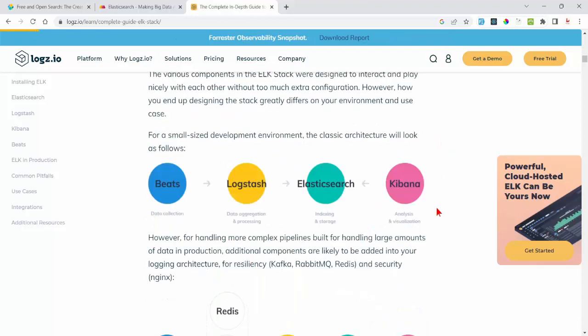So here is one of the best diagrams they have put here. Beats is for data collection, which we won't be discussing now. We start off with Logstash, which is data aggregation and processing. Then it is pushed into Elasticsearch, which is indexing and storage. Elasticsearch has its own data storage capabilities, and then once the indexing and storage is done, this is analyzed by Kibana and visualized as well.